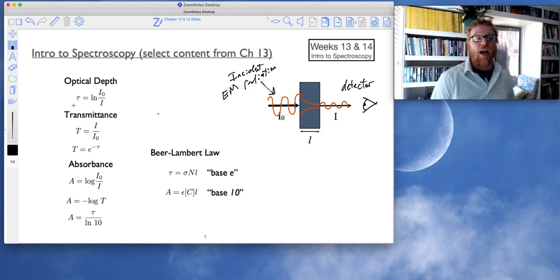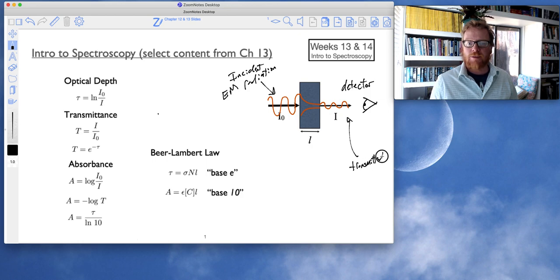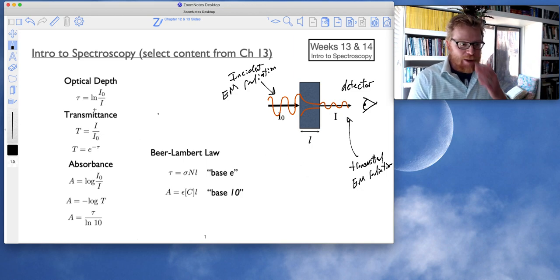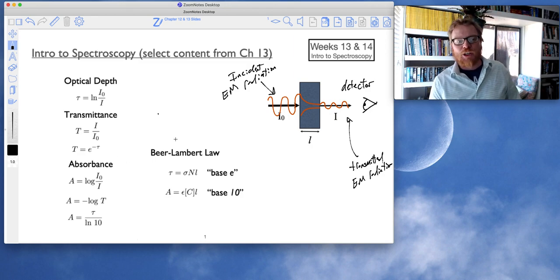Often I draw a little profile of an eyeball right here to symbolize a detector. So that is an exponential decay. By definition, optical depth tau is given as the natural log of the ratio of the incident radiation to the transmitted radiation. So let's define that: the transmitted EM radiation, defined by I. Since it is an exponentially decaying function, it makes good sense to use the natural log.